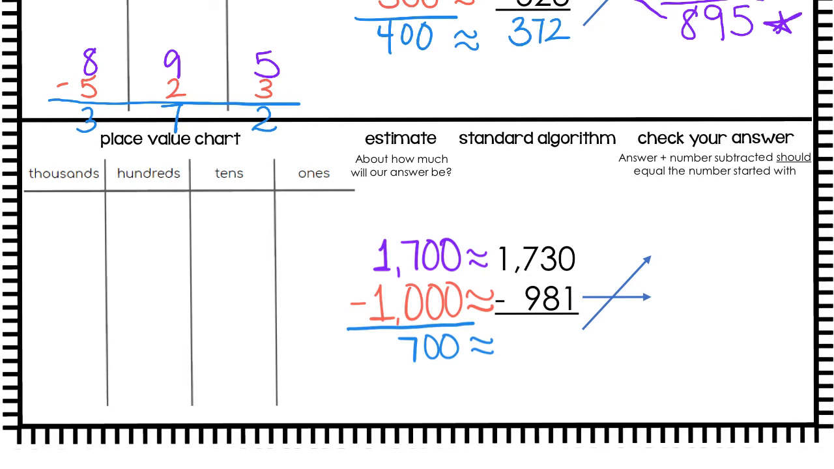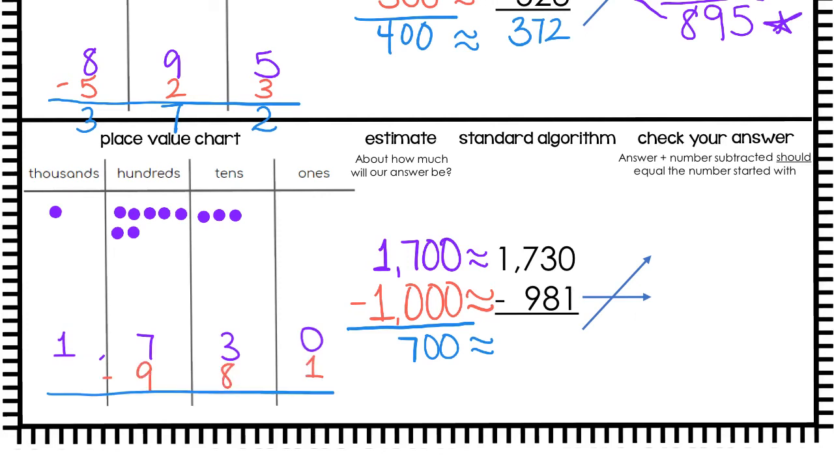Go ahead and start drawing your starting number, 1,730, in the place value chart. Pause the video to do this. All right, we have 1,000, 100, 200, 300, 400, 500, 600, 700, 10, 20, 30, and 0 ones. So I'm writing that in the bottom of my place value chart, 1,730. If I want, I can put my comma there. I'm taking away 981.